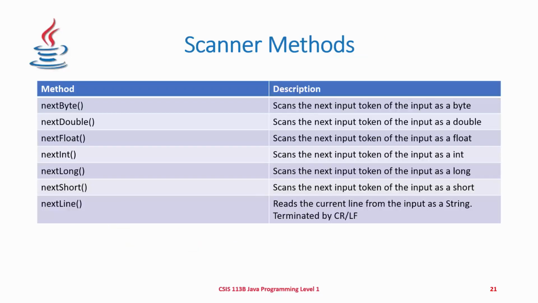And here you can see the Scanner methods. For each of the different data types, it's just next and whatever the type is. nextByte, nextDouble, nextFloat, nextInt, nextLong, nextShort. Or in the case of String input, it's nextLine.